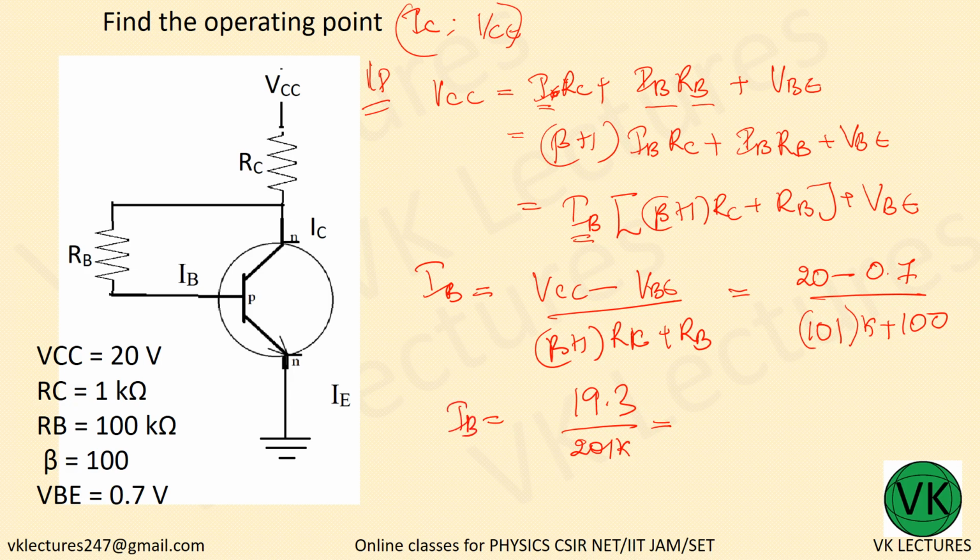But we don't want IB, we want IC. So what is IC? IC equal to beta into IB. Beta is 100, so 100 into 19.3 divided by 200K. So 19.3, which means almost equal to 9.65. K will go, it will become milliampere. So this is IC. Please make a note fast.